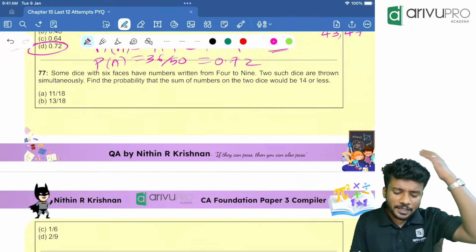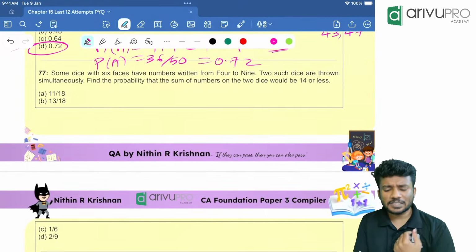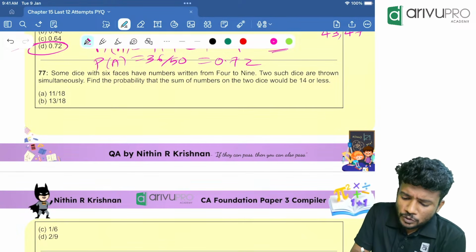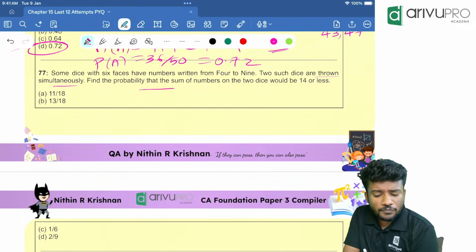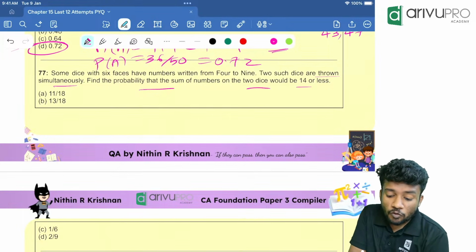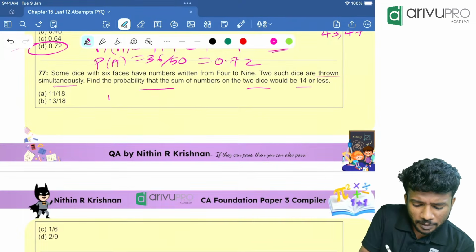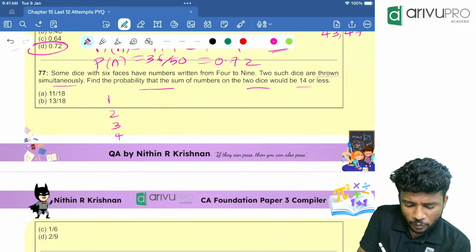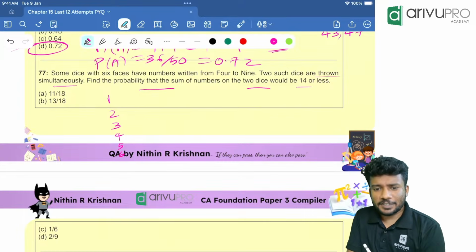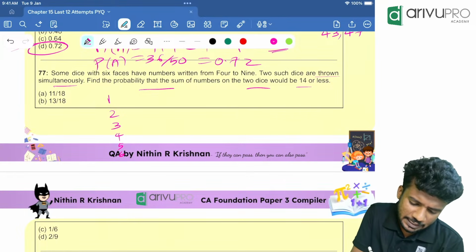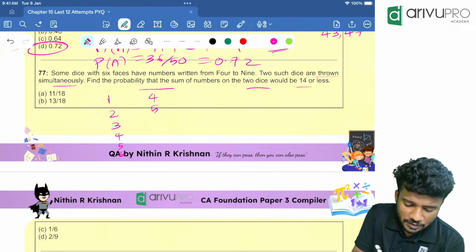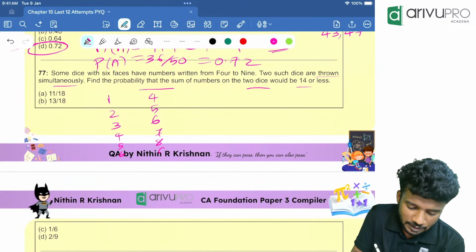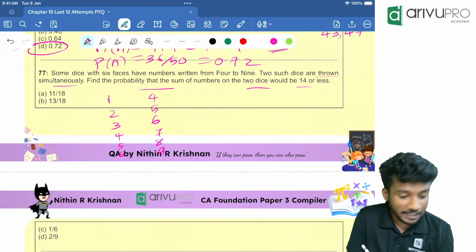Next one. Some dice with 6 faces have numbers written 4 to 9. Okay, 2 such dice are thrown simultaneously. Find the probability that the sum of numbers on the 2 dice would be 14 or more. People, usually the numbers given on a die are 1, 2, 3, 4, 5, 6. But what is happening here? Here instead they are writing it as 4, 5, 6, 7, 8, 9.